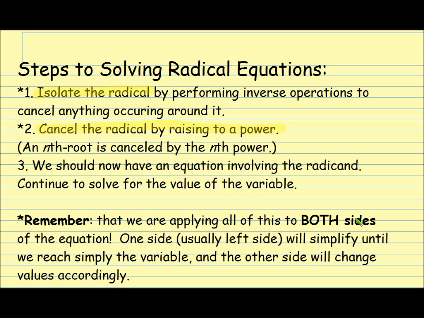The second step is we cancel the radical by raising it to a power. Remember, we are raising both sides of the equation to that power. Whatever your index was, or whatever nth root you're taking, you have to raise to that same power. We should now have an equation that involves the radicand. If there's anything besides just the variable, we continue solving until we reach simply the variable isolated. And then we've solved the equation. We have to go back and check our work every time. So, you know what? Let me add that as a rule. Check your work. Check solutions. Some may be extraneous, and I will show you some examples of that.